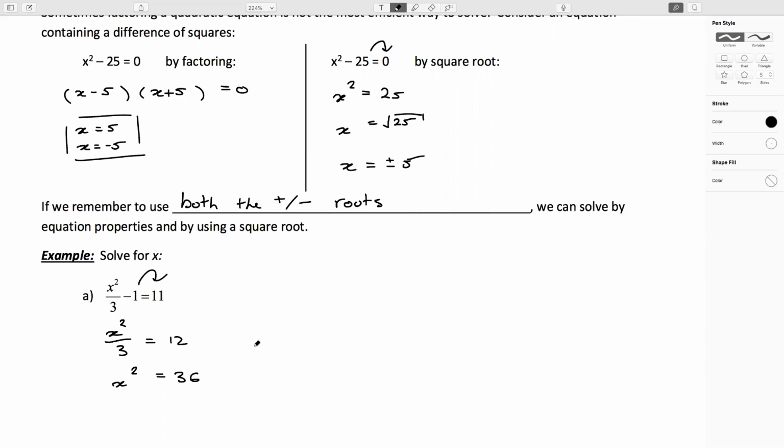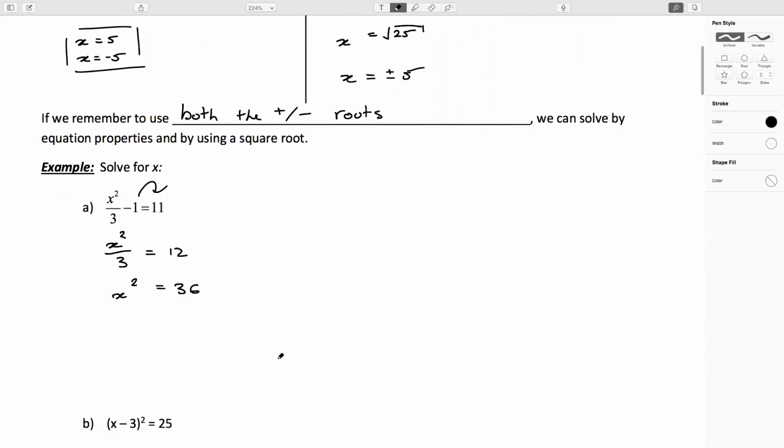At this point, we can take the square root of both sides to solve for x. The square root of x squared is just x, so x equals the square root of 36. And we'll see that x equals plus or minus 6 is our answer. That would have been quite ugly to try to factor because we'd have a leading coefficient that's not 1.